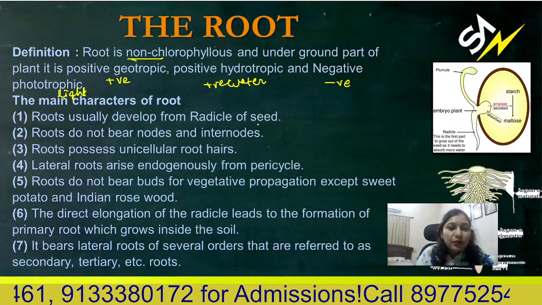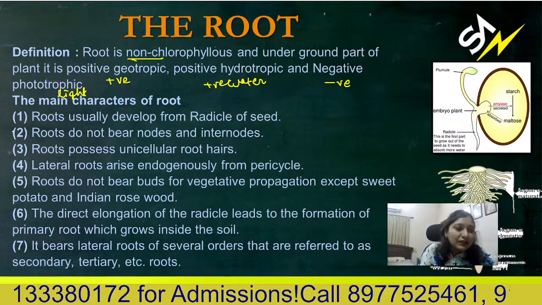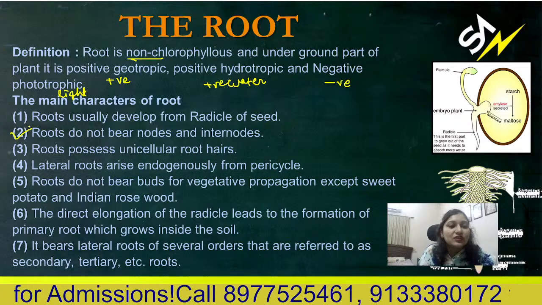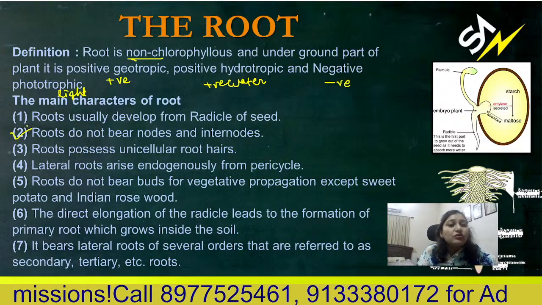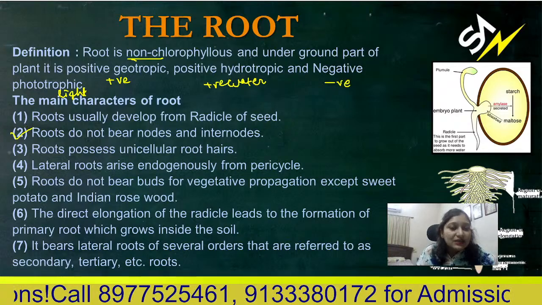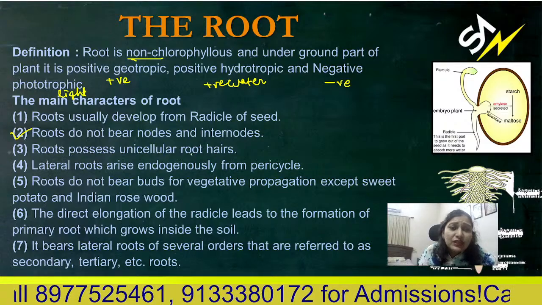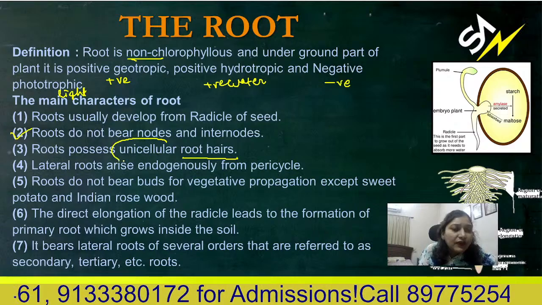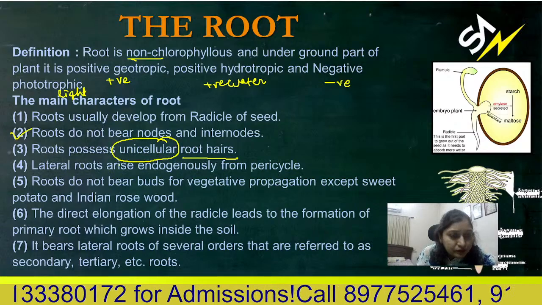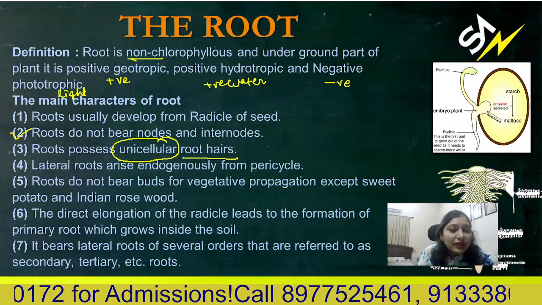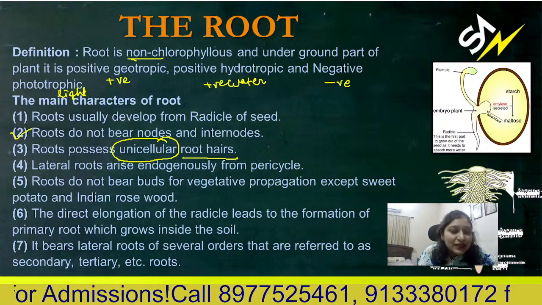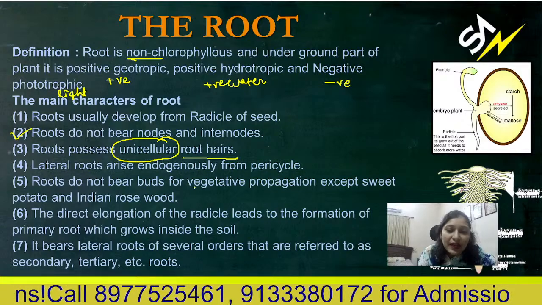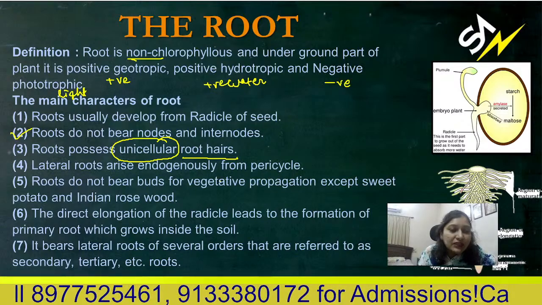So for that, write down all the points that I am going to tell you about this chapter. Roots do not bear nodes and internodes. This is the main characteristic to distinguish between roots and stem. They always possess unicellular root hair. Lateral roots arise endogenously from the pericycle. Roots do not bear buds for vegetative propagation except sweet potato and Indian rosewood.